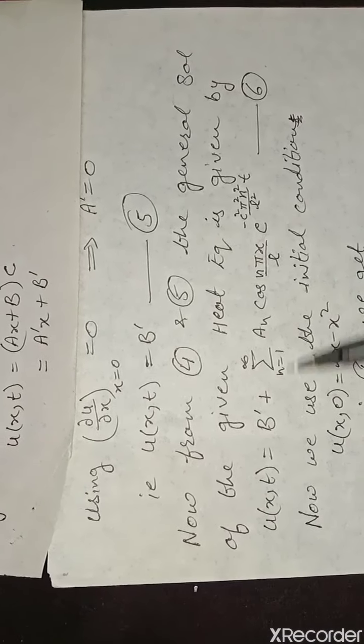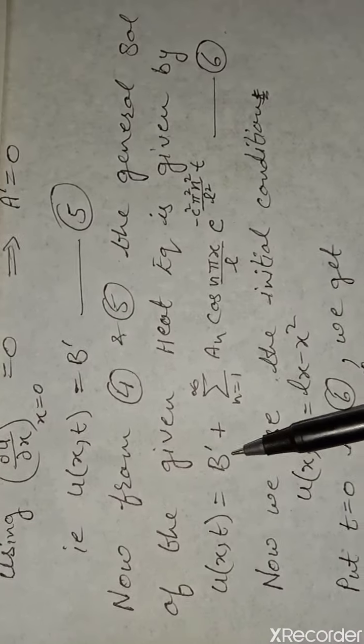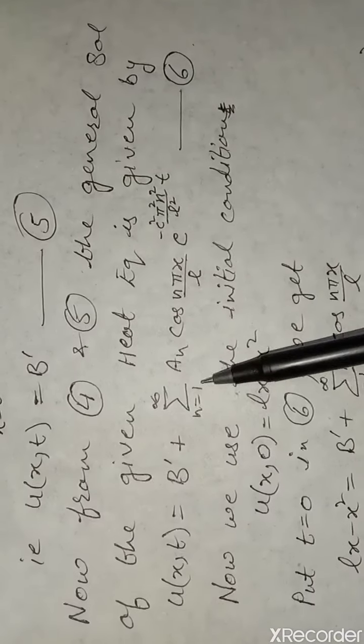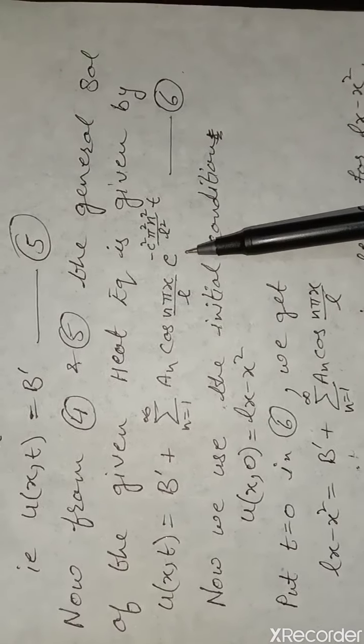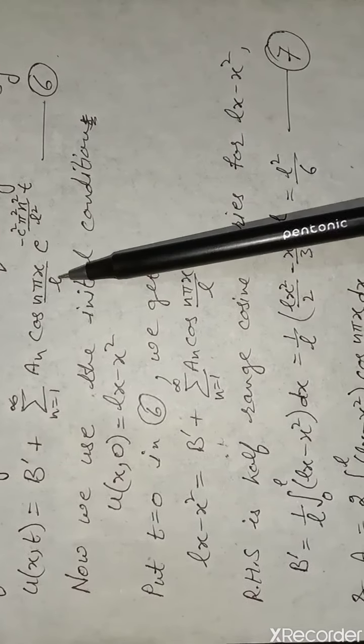Both are the solutions. Now from 4 and 5, the general solution of the given heat equation is given by this. So this is the general solution, because we have taken the solution of case 1, and this is the solution of case 3.